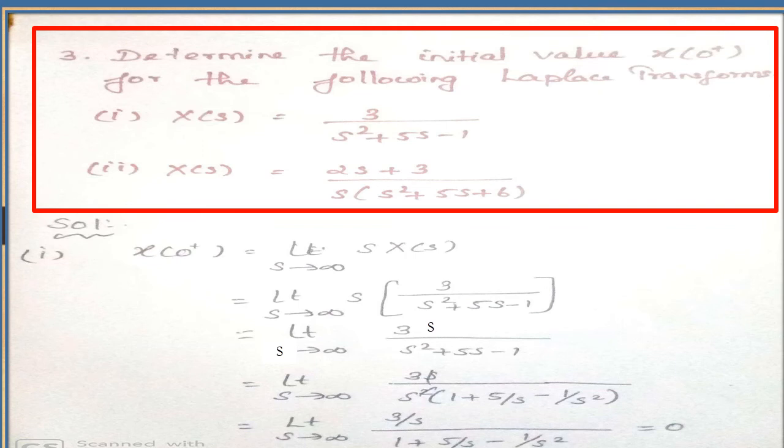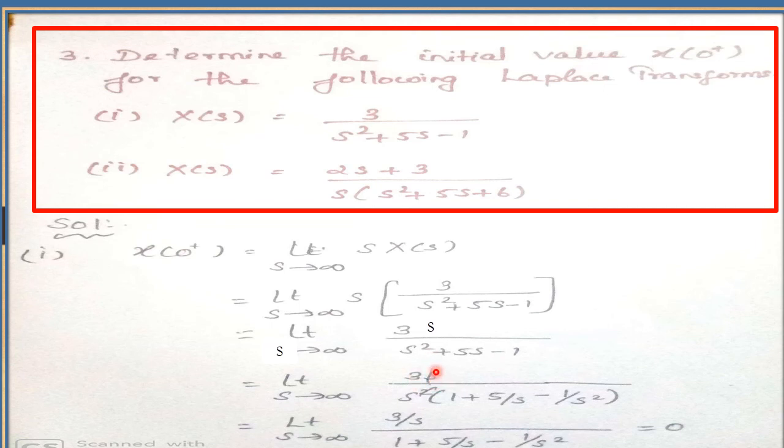Next problem, determine the initial value x of 0 for the following Laplace transform. So they are asked to calculate the initial value alone. So X of s is given. So limit s tends to infinity s into X of s. So s into 3 divided by (s square plus 5s minus 1). Now we have to multiply this s inside. So you will be getting 3s divided by (s square plus 5s minus 1).